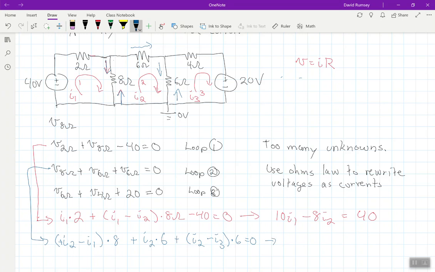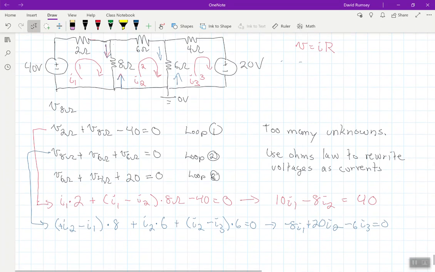Then if you simplify that equation, you wind up with minus 8I1 plus 20I2, because you have 8 plus 6 plus 6, and then minus 6I3 equals 0. Now I did that simplification without multiplying anything out and showing it, but at this point we should be able to do those simplifications without me showing you all the steps.